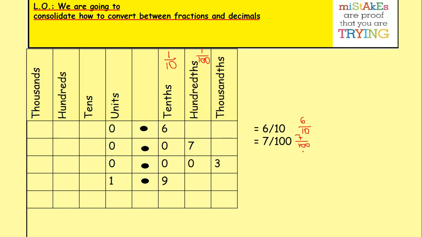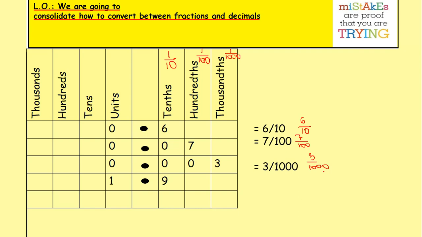Let's have a look at the next one. Pause the video and give it a go. 3, 2, 1. So my next number is 0.003. The thousandths, if I write it as a fraction, is 1 over 1000. So I have 3 thousandths, which I write down as 3 above 1,000.